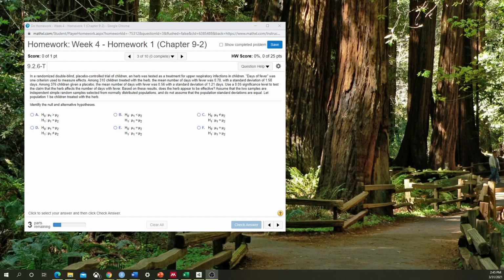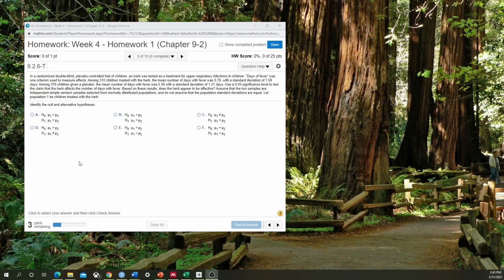Hello class, today's tutorial is going to go over the two sample t-tests and the different methods that you can use StatCrunch to calculate the t-test. Two sample t-tests is when you have two samples that you're going to compare against one another to determine if the means of either sample are statistically different from one another.